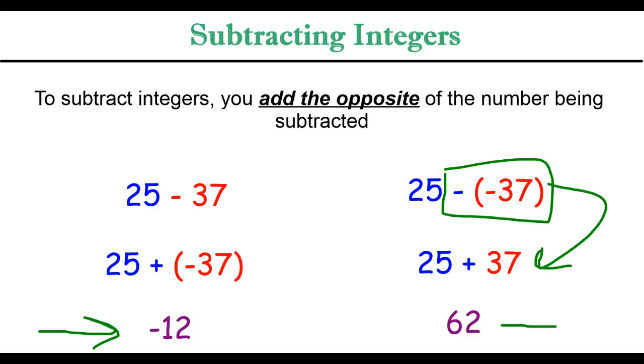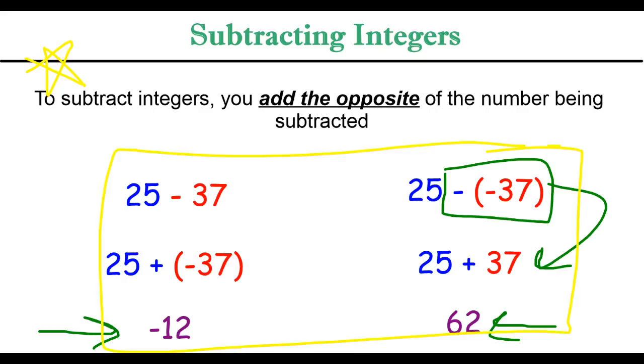Don't worry if you're still a little bit confused. We'll go through a few example problems to see what that means. But go ahead, pause the video, and write down a few things here. You're going to write down this sentence: to subtract integers, you add the opposite. You're going to write down these two examples, so you can have some examples in your notebook before we move on. And once you've written those down, we'll go to some example problems and give you some practice. Go ahead, pause the video, and unpause when you're ready to move on.